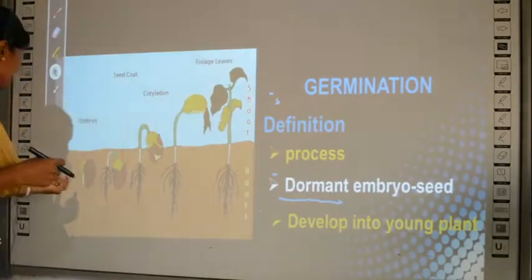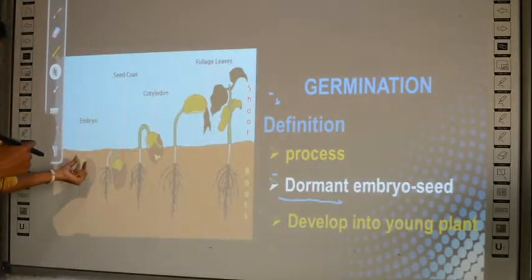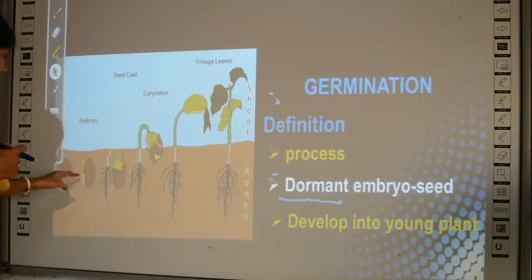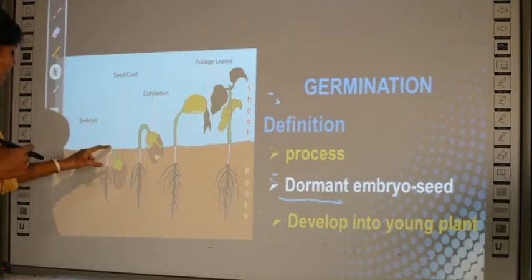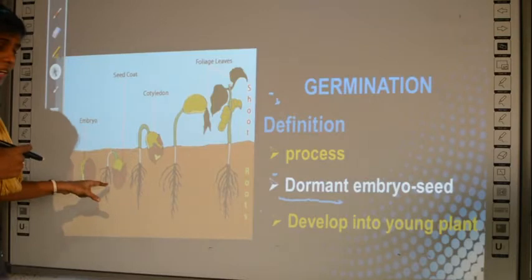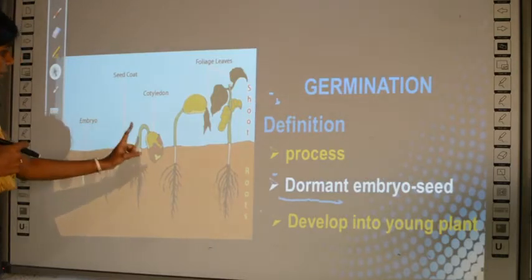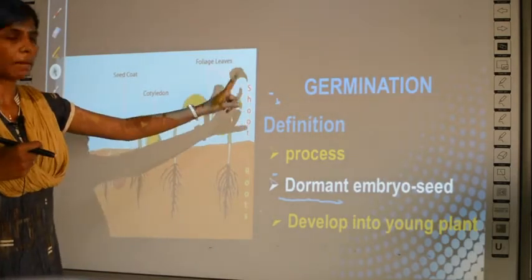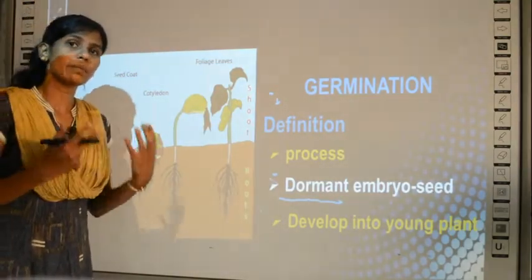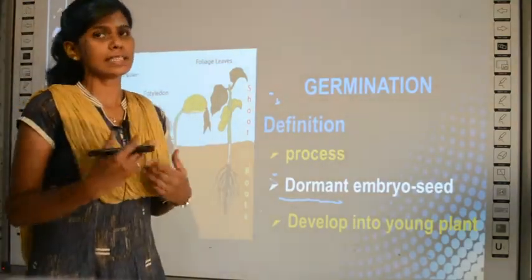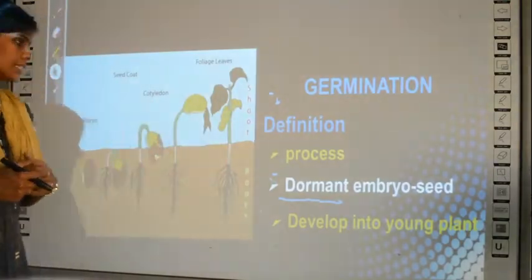See here, there is a seed and you can see the embryo here. Can you see a green portion here? This is the embryo portion which can develop into a root. See, a root develops, and also after some days it can develop into a plant. So this entire process is called the germination process. About this we will be learning in detail in the upcoming slides.